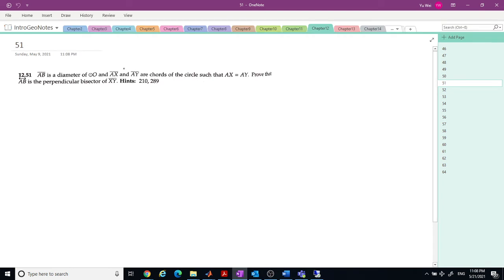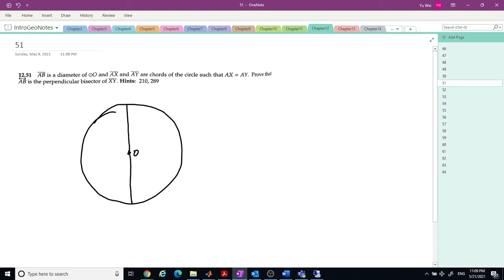Next. AB is the diameter of the circle O. So let's draw a circle. AB is a diameter, this is the center, this is A and B. Then AX and AY are chords. AX and AY are equal chords.